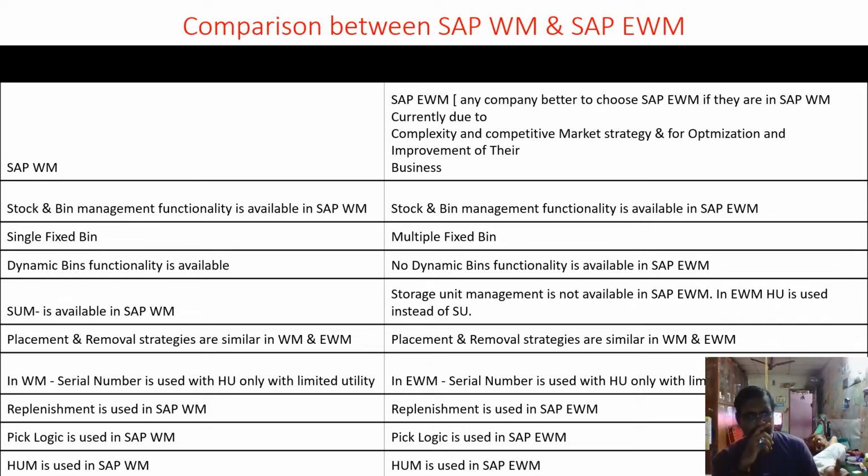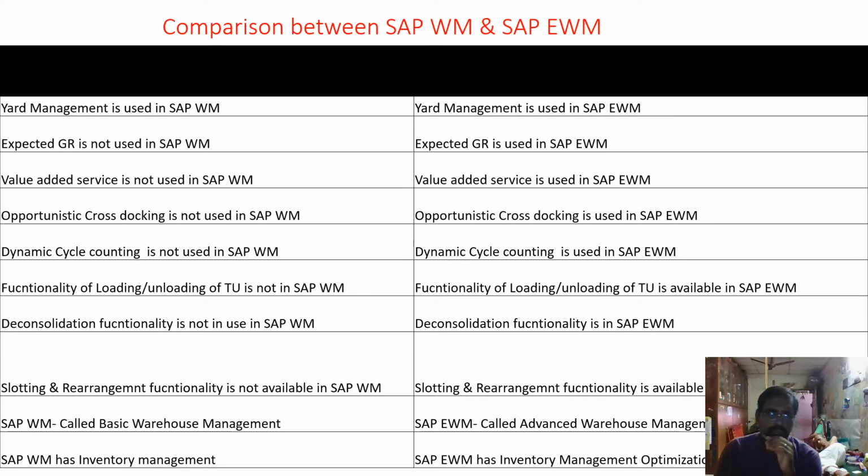Now let's move on to the picking logic. That functionality is available in SAP WM, and the same way in EWM we also have picking logic. Then handling unit management is used in WM, and the same is used in EWM also. So HU management is available in both WM and EWM. Now let's move on to the next part.